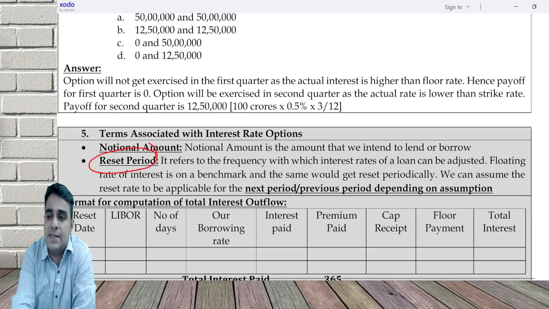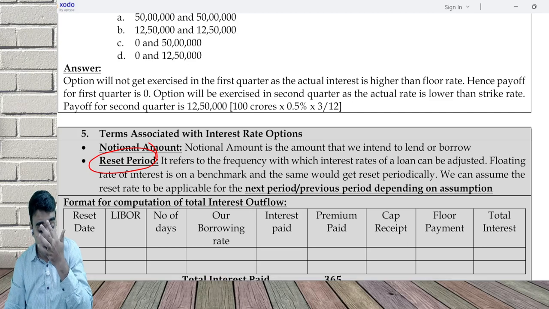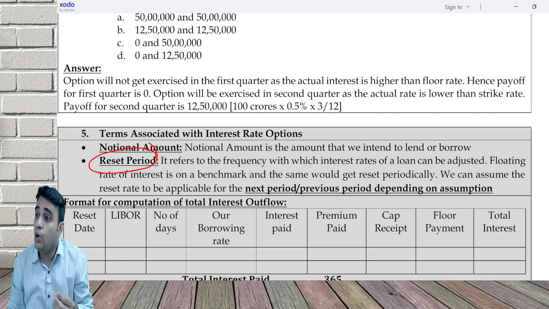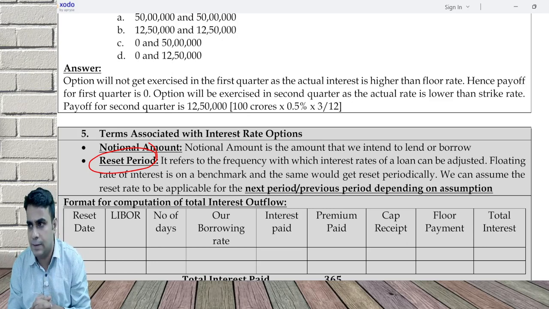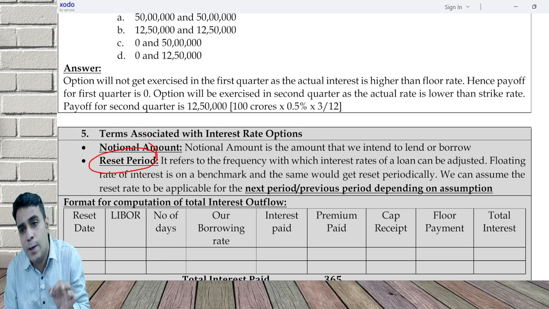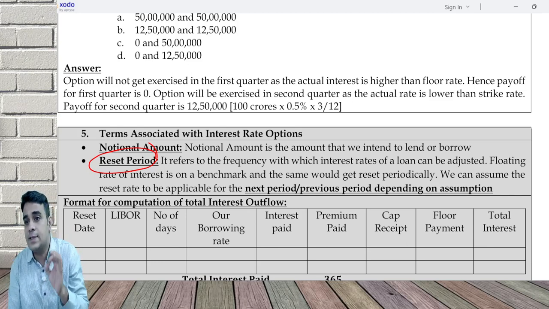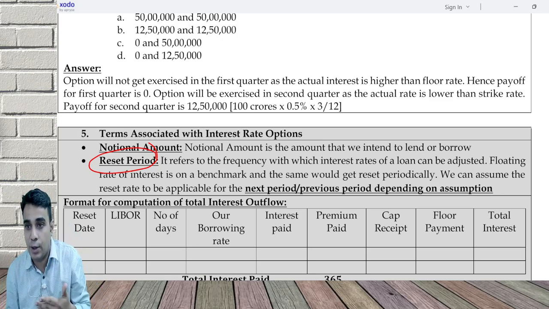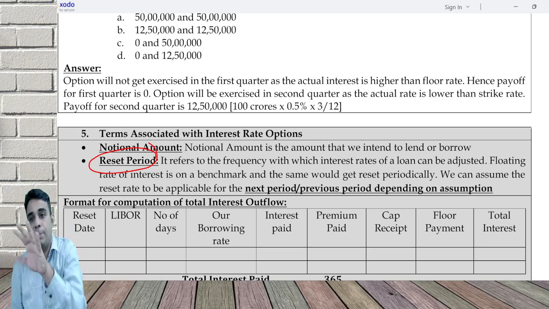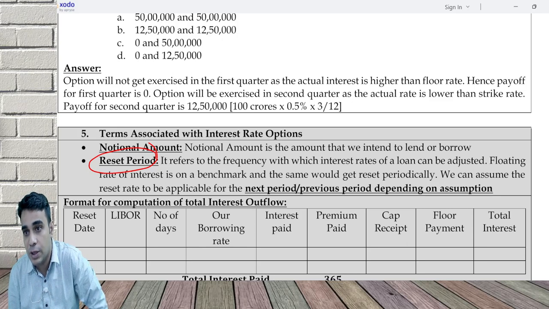This is a very tricky point. What is the reset period? Every loan when you take, the lender will say we will reset the interest based on certain periodicity. So reset period refers to the frequency at which loan interest can be adjusted. Now the problem with the reset rate is it is practically applicable retrospectively, meaning it's applicable for future period.